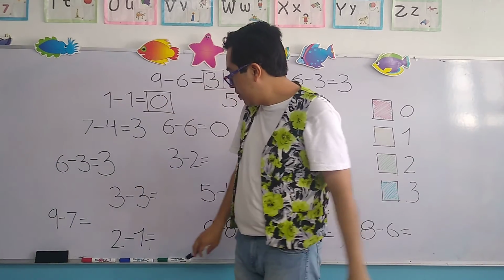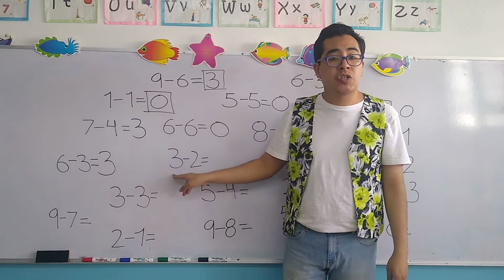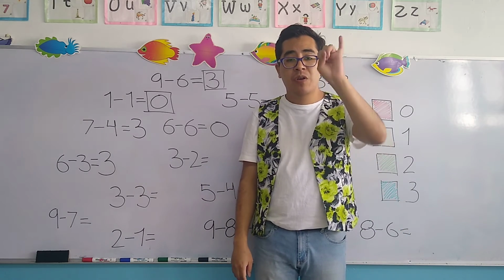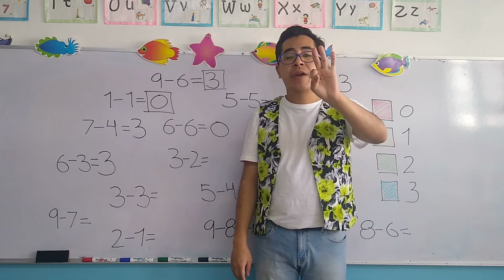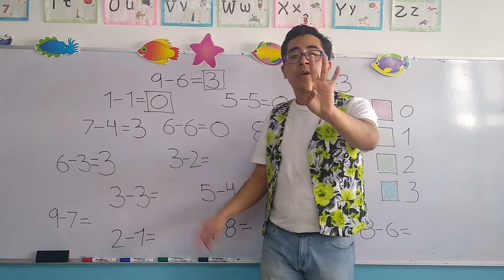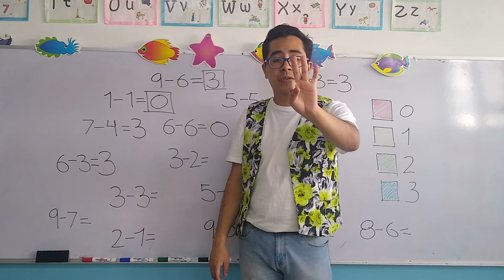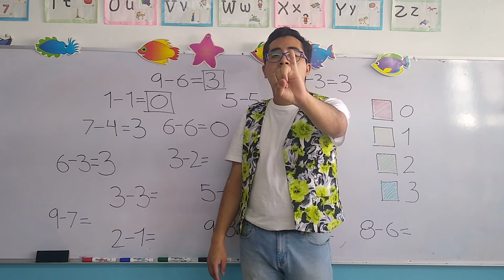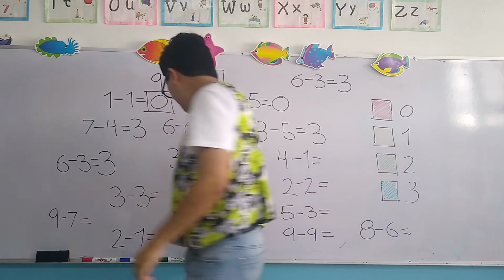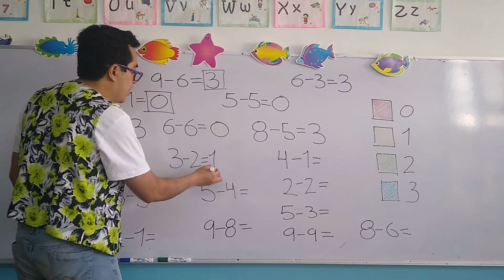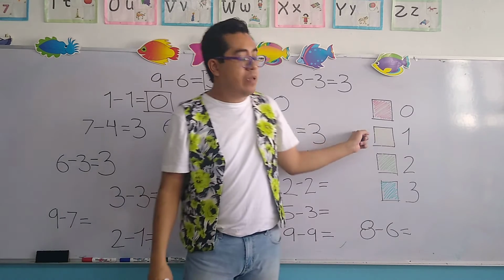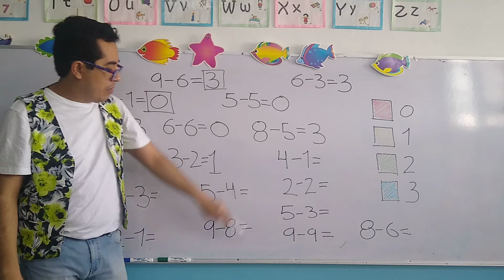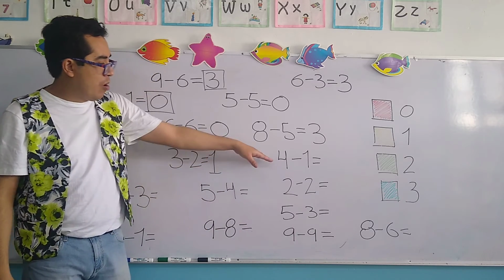Let's continue with the second subtraction. 3 minus 2. For this, 3 fingers. 1, 2, 3. Minus 2. Remove 2 fingers. Quitamos 2 deditos. 1, 2. What's the result? Number 1. And according to the chart, number 1 is color yellow. Let's continue with the last one of this row.